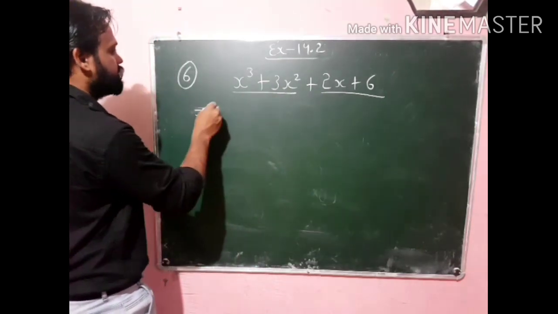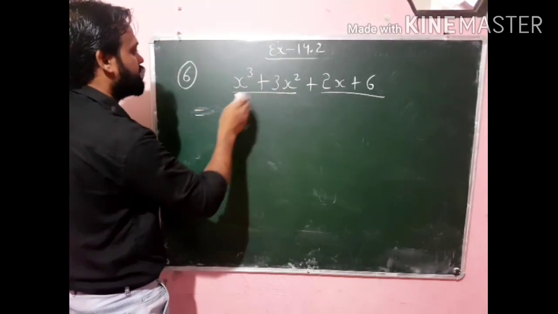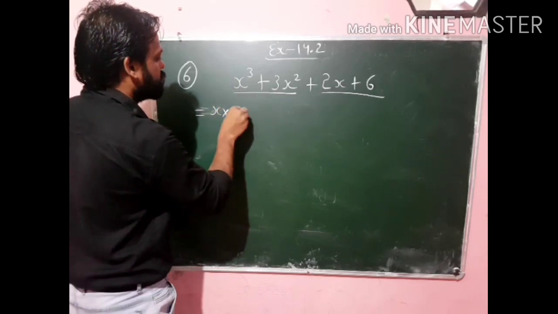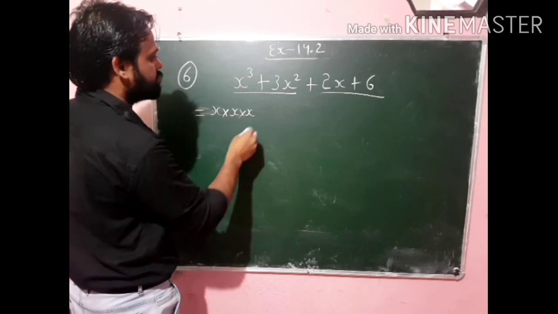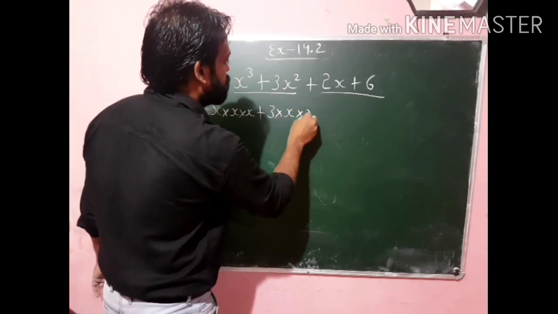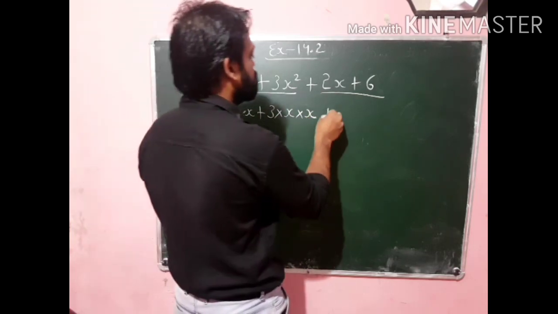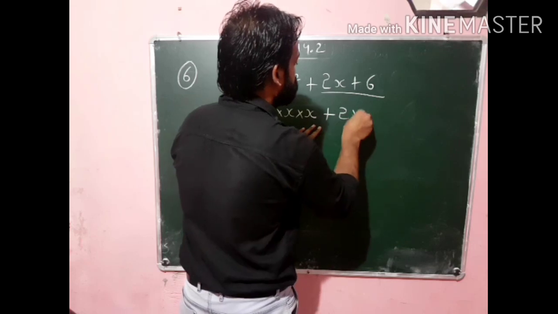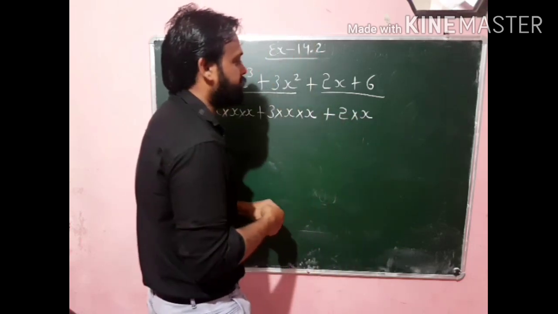Here you can see this is x cubed plus 3x raised to power 2. So make the factors of the first group. x raised to power 3 is here, so write down x three times, like this way, plus this is 3 multiplied by x raised to power 2, so write down x two times, and then plus 2 as it is, then the plus sign as it is, and then you can see this is 2x, so write down this 2 multiplied by x.